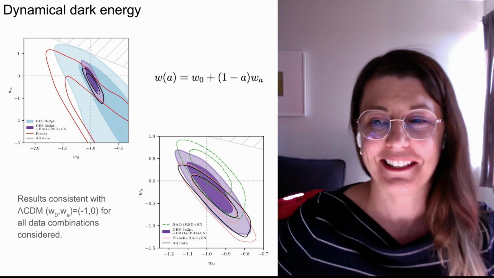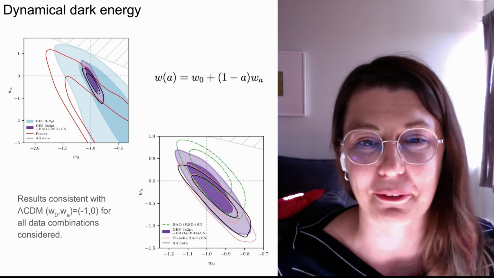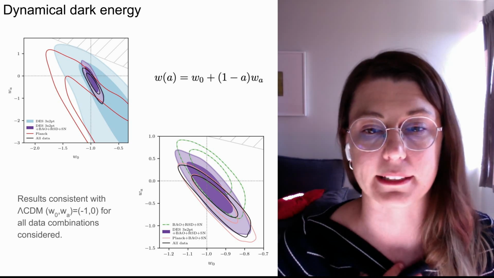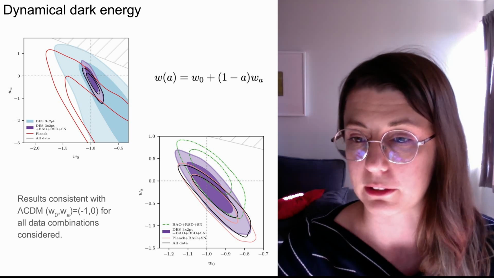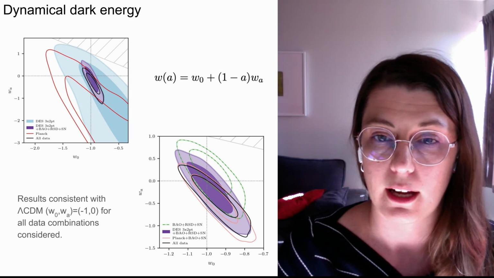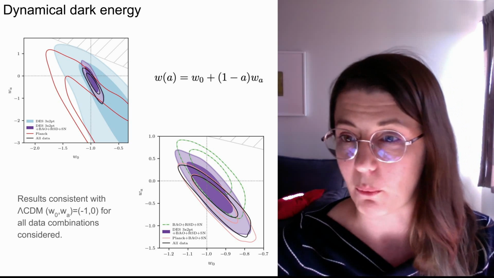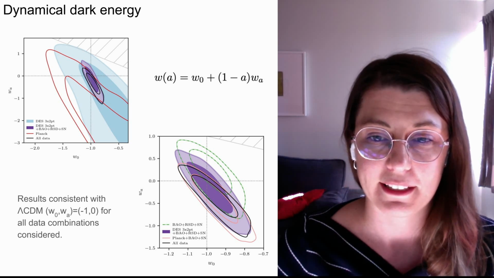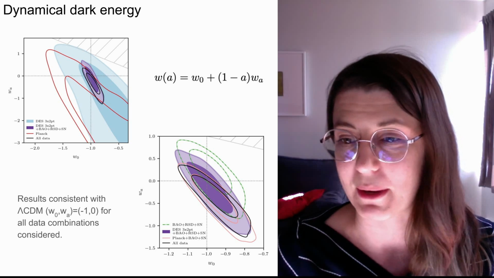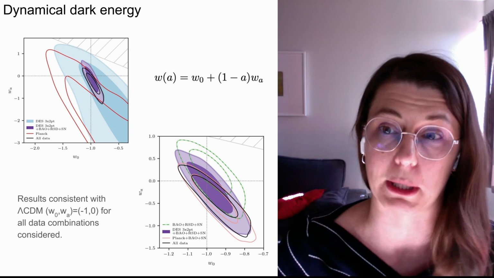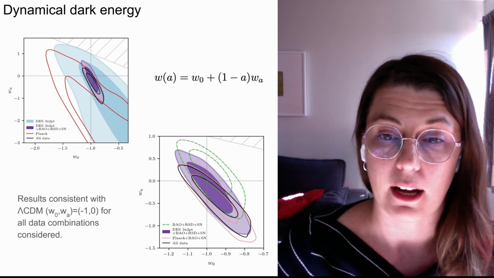I think the key point to take away from these plots, and I would say the lower right plot is just the same results with a couple extra contours zoomed in to show the tighter constraints, is that everything's consistent with w0 equals -1, wa equals 0, so with cosmological constant dark energy.